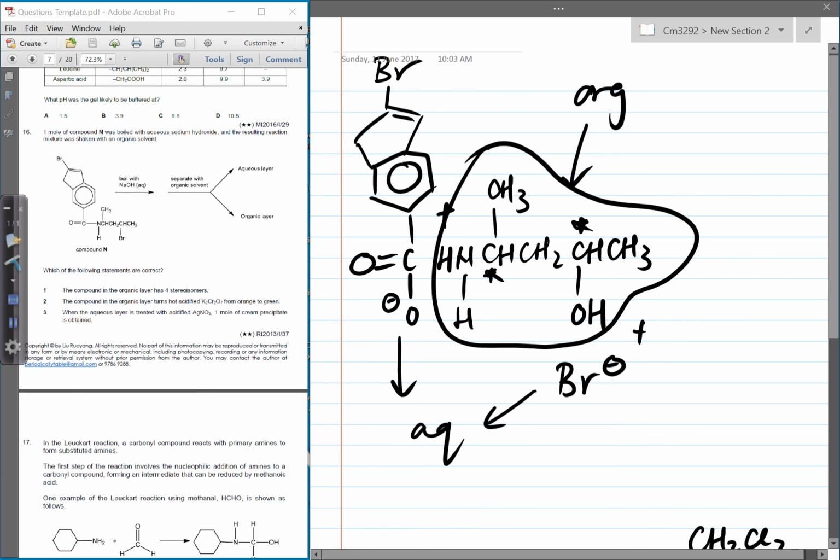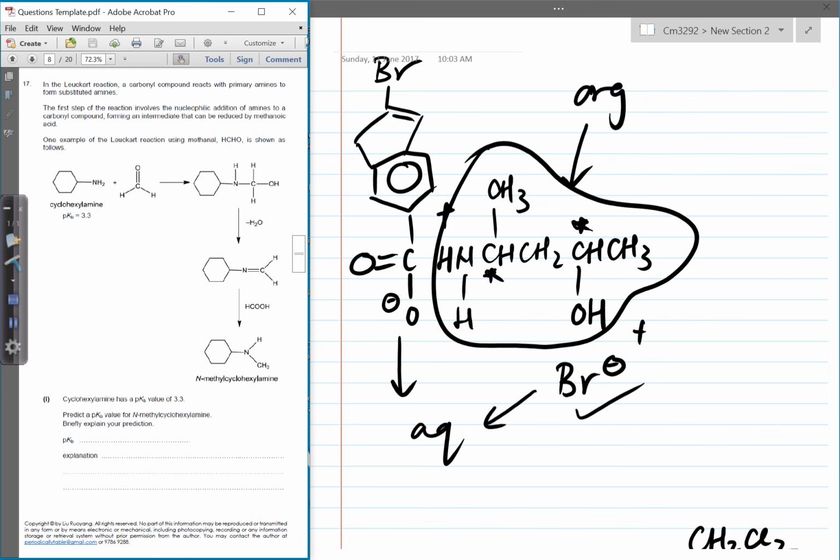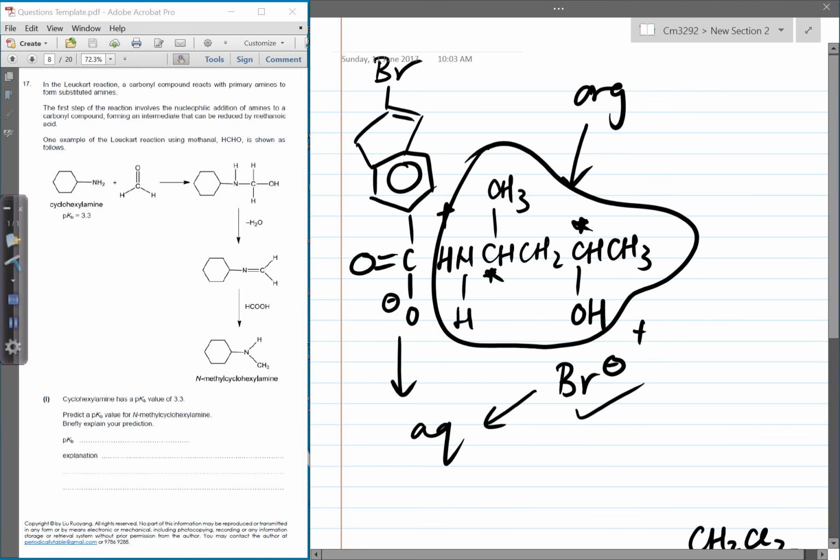And the last one, when the aqueous layer is treated with acidified AgNO3, 1 mole of cream precipitate is obtained, which is correct because you have your Br minus, which will react with your Ag plus. Okay? So 1, 2, and 3 are all correct. 17.